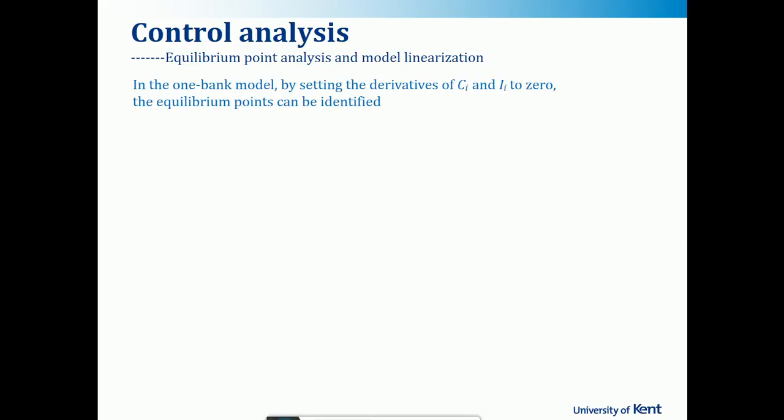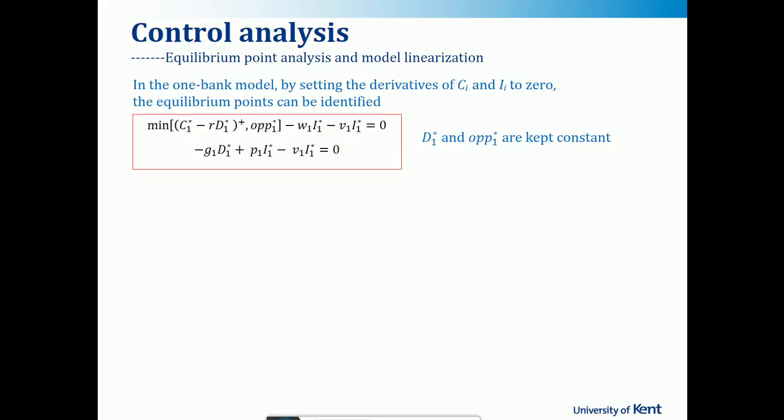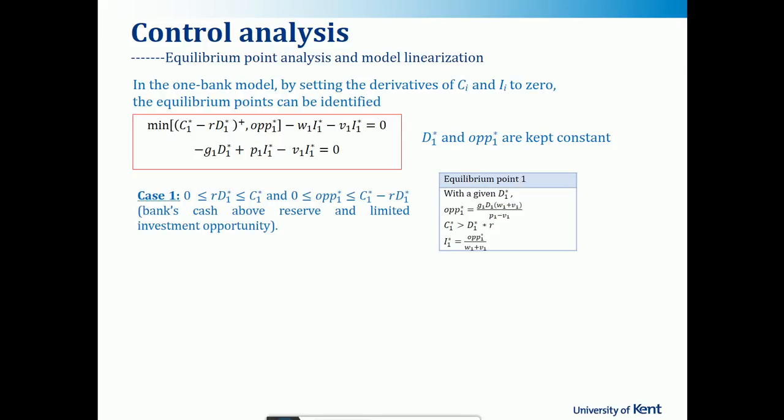In the one-bank model, by setting the derivatives of the Ci and Ii to 0, the equilibrium point can be identified. In this analysis, it is assumed that D1 and Op1 are kept constant in a given simulation. The equilibrium point are then found from these 2 equations, which can be solved under 3 different cases. Equilibrium point 1 is found in case 1, in which the bank is in a condition where it has enough cash, but it can only add investment determined by investment opportunity.